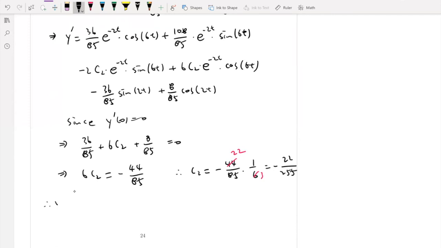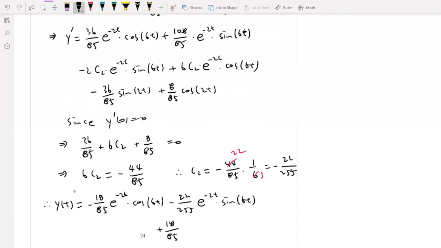Now, let me write my general solution, okay, with the initial condition. y(t) is equal to minus 18 over 85 e to the minus 2t cosine 6t minus 22 over 255 e to the minus 2t times sine 6t and plus 18 over 85 cosine 2t plus 4 over 85 sine 2t. That's it. This is the final solution of this problem, okay?